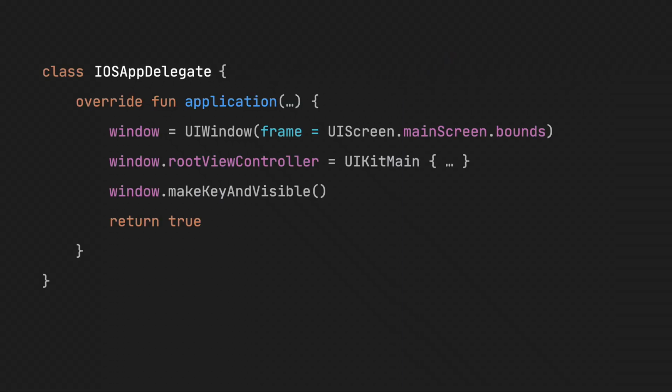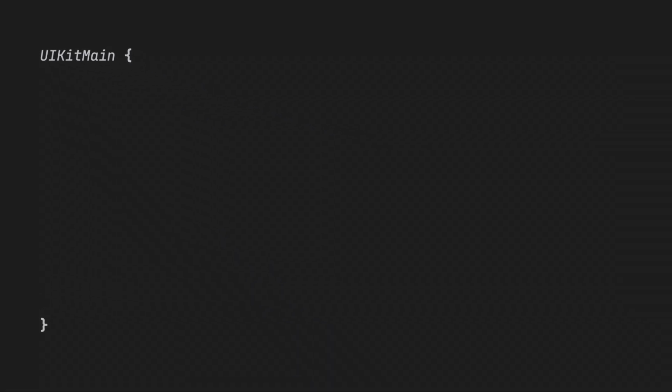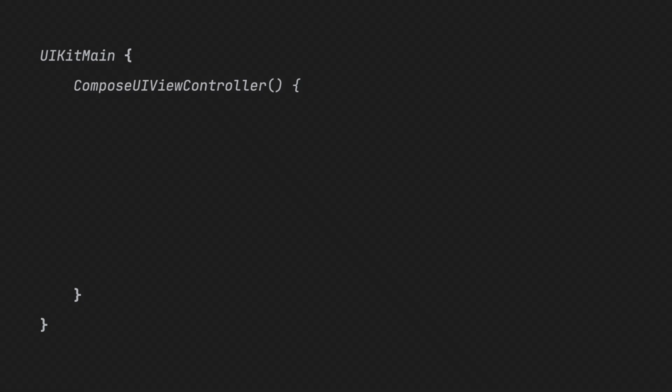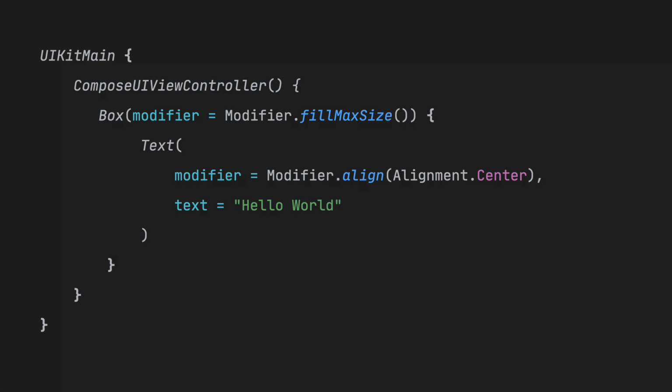The app delegate is setting up a window, and then it's setting up the root view controller. When you look at UI kit main, you'll see I'm using something called Compose UI view controller. This is something which is provided by the Compose Multiplatform library. It takes in two parameters. The first parameter is the ability to configure the UI, to make the background opaque. The second parameter is a content, and that's a composable. So you can specify in this lambda all of your Compose UI things.